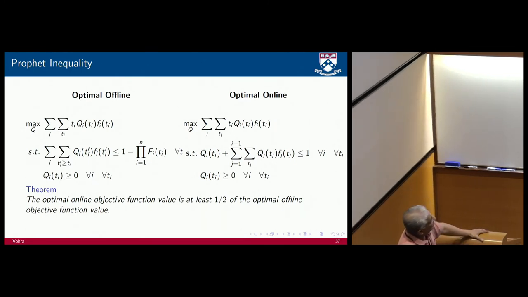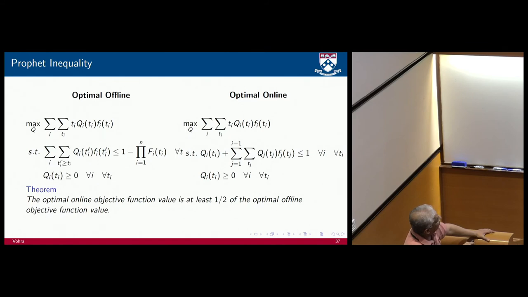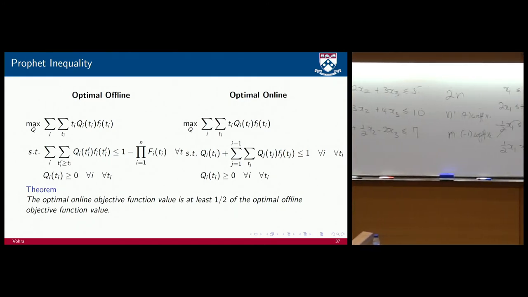Okay, now, the original prophet inequality made the following assertion. The optimal objective function value of the online problem is at least half the value of the optimal objective function value of the offline problem. Interpretation: I can do at least half as well as the prophet who knows what number is in each box.